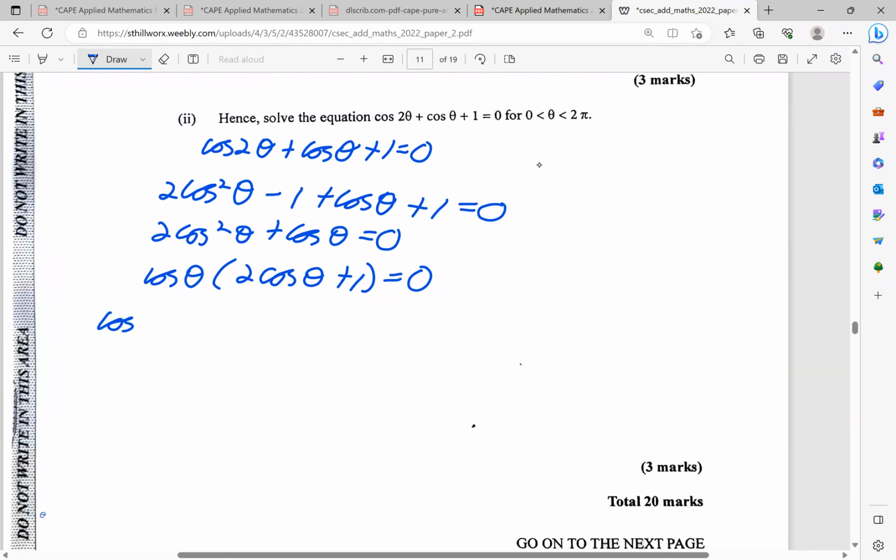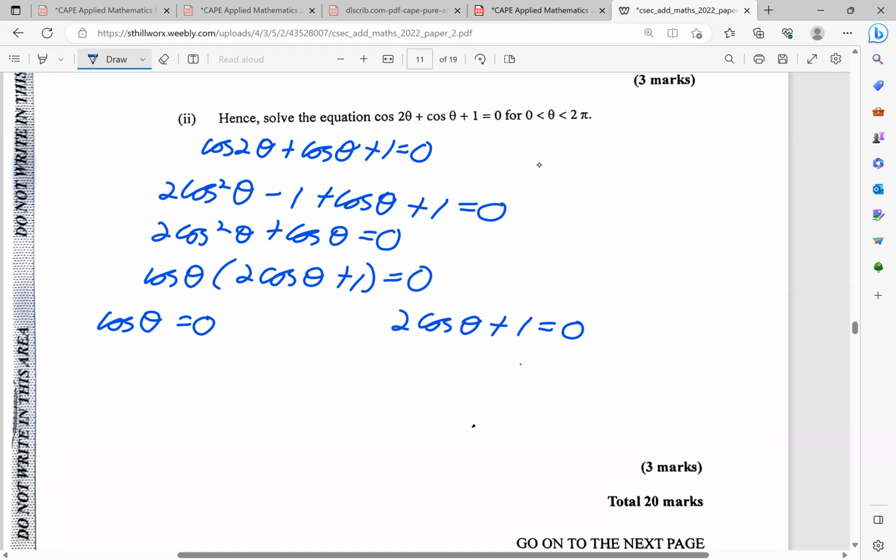Sir, isn't it a disguised quadratic? Yes, it is a disguised quadratic. You don't have to go through that route because the constant is no longer there. So I get cos theta is 0, or 2 cos theta plus 1 equal to 0.